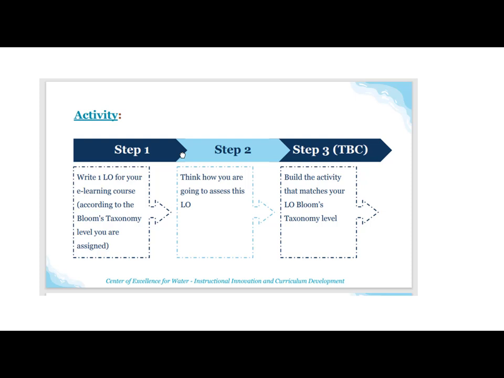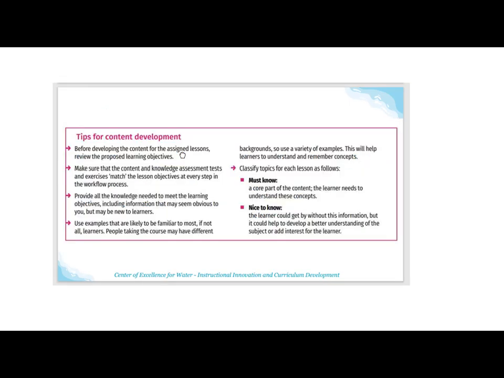There are 3 steps in activities. One of them is to write the LO according to the Bloom's taxonomy. Step 2, to think how to assess this LO. And step 3, build the activity that matches the LO Bloom's taxonomy level.